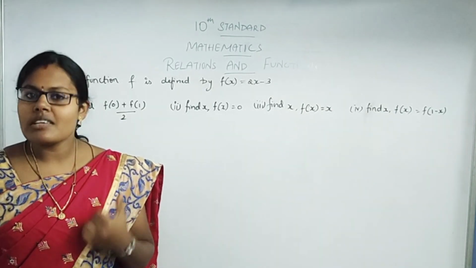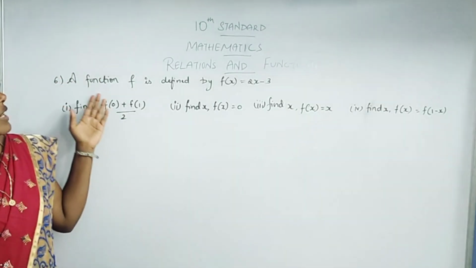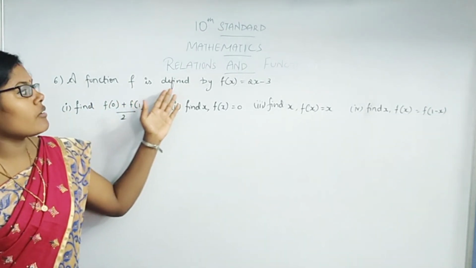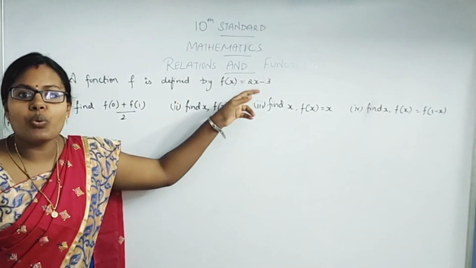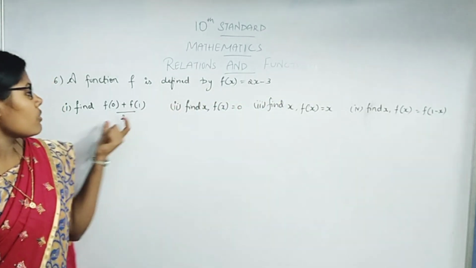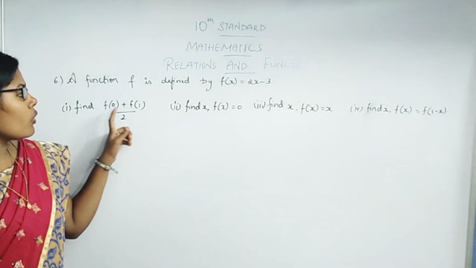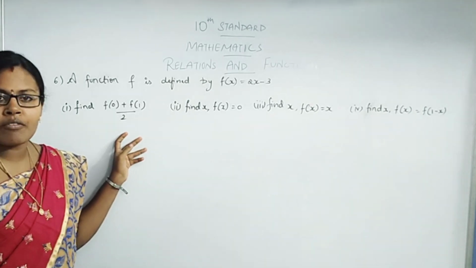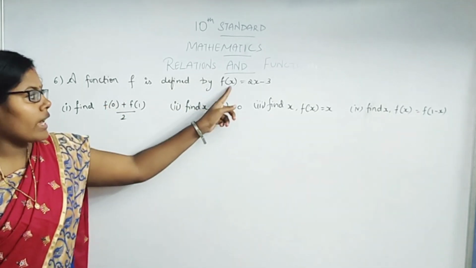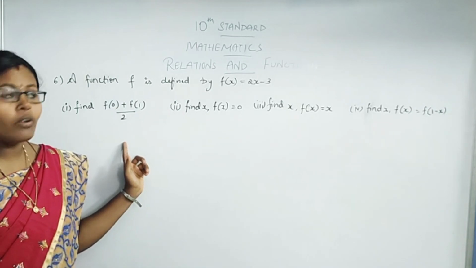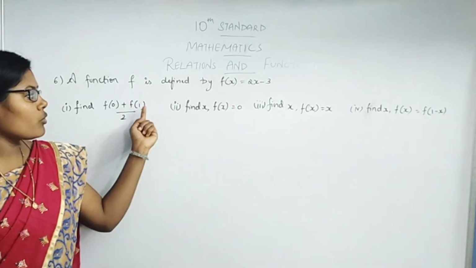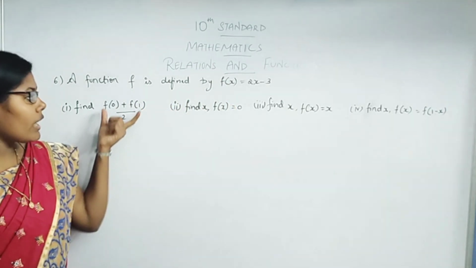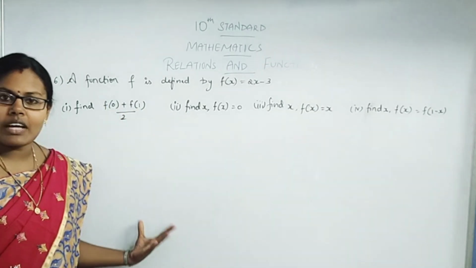Now we'll see the 6th sum. A function f is defined by f of x is equal to 2x minus 3. First you have to find (f of 0 plus f of 1) divided by 2, similarly to the 5th sum. Wherever you have x, substitute 0 and find the value. Then wherever you have x, substitute 1 and find the value. That value is substituted in this equation to find the answer.